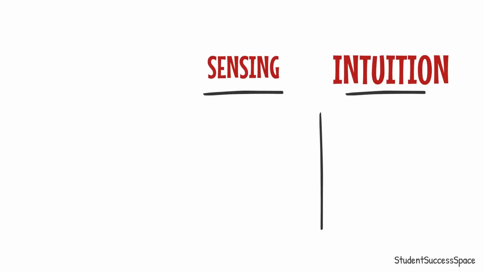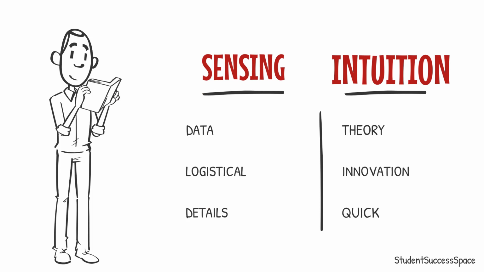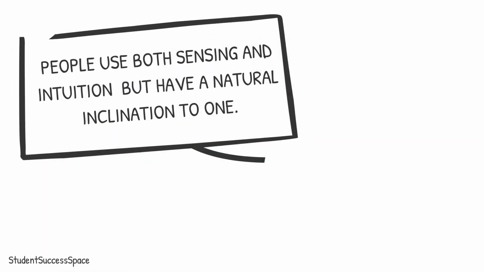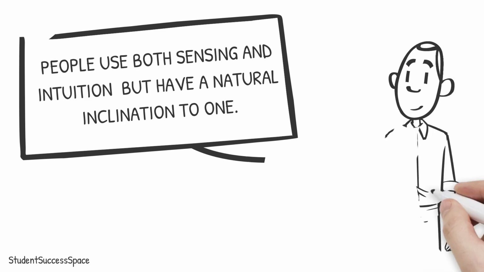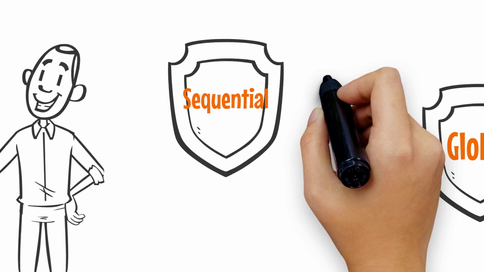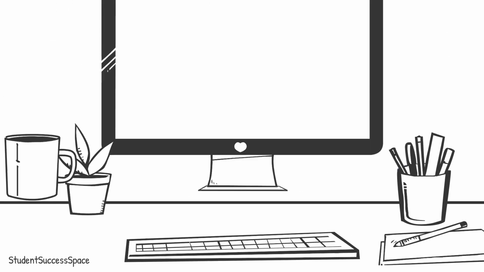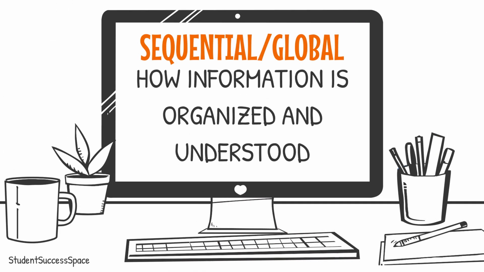Comparing the sensing and intuition preferences, the sensing preference prefers the concrete facts, data, and details. The intuitive preference likes the theory and are quick to process new information. Interestingly, Felder and Silverman share that every individual will use both sensing and intuitive at varying times, despite having an inclination toward one preference or the other. The last preferences are sequential and global. The sequential and global preferences address how a learner organizes and understands new information.